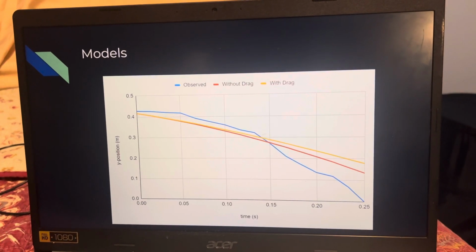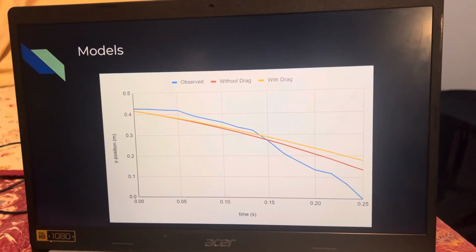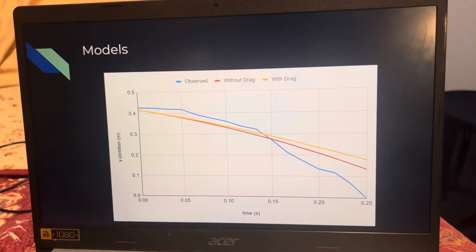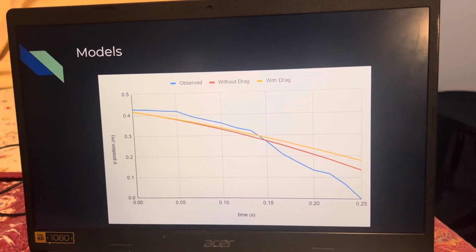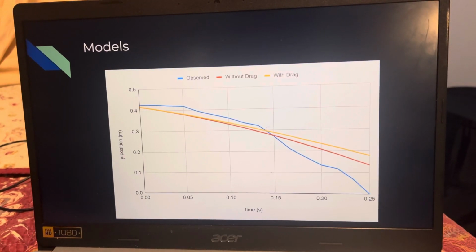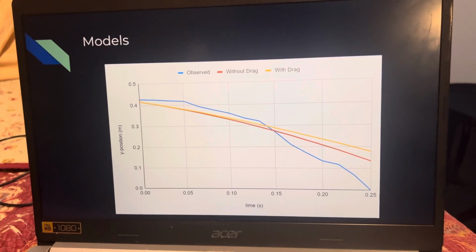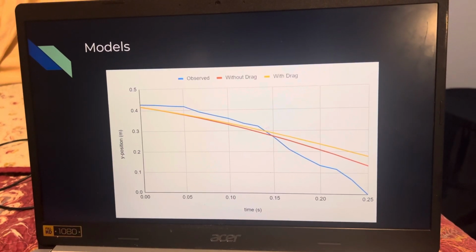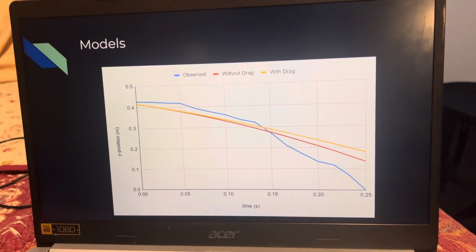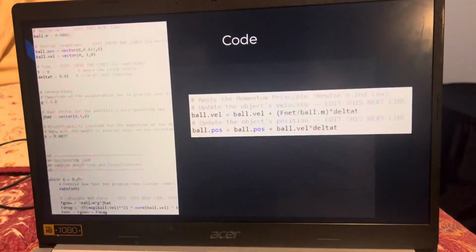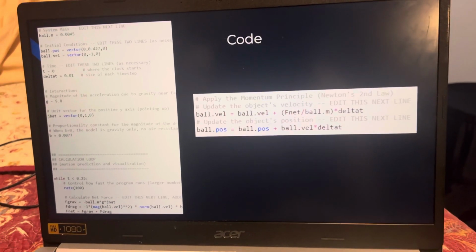and it went down to the origin, or to the ground. And then the slopes of the yellow and the red curve are pretty similar, and they're from the code, but the slope of the blue one, which was from the Tracker video, is pretty different, and I blame it on Tracker, to be honest. You'll see on the slide after this one.